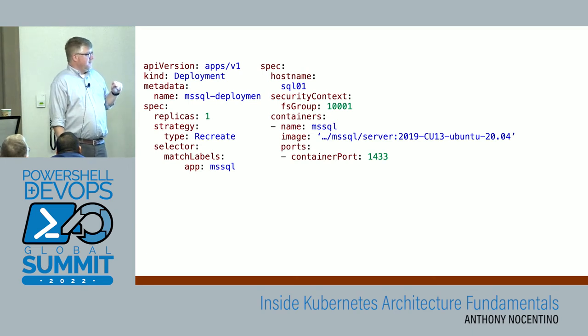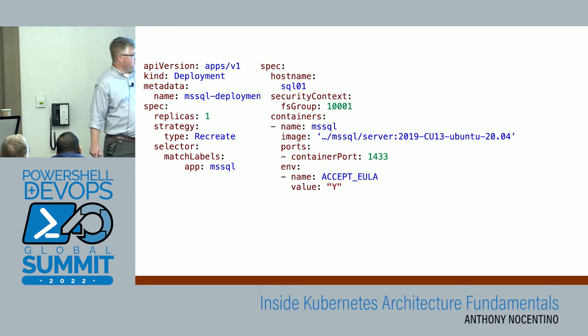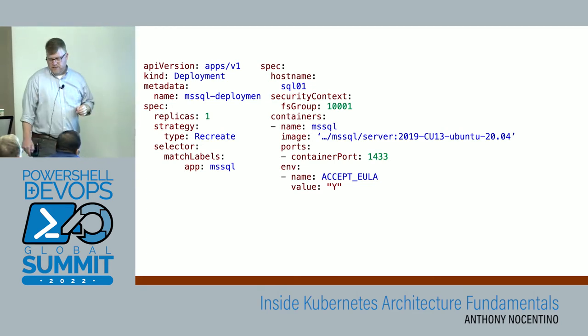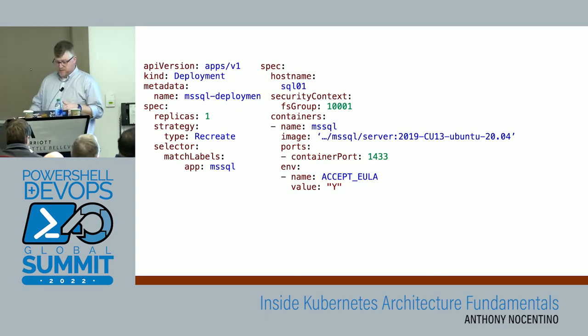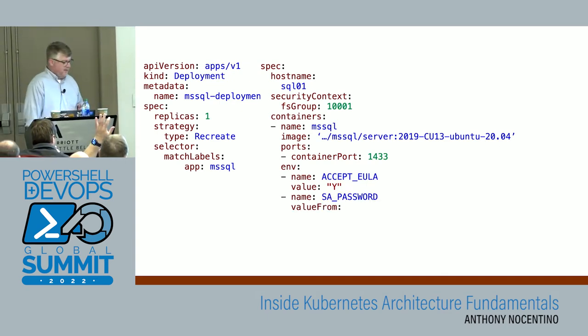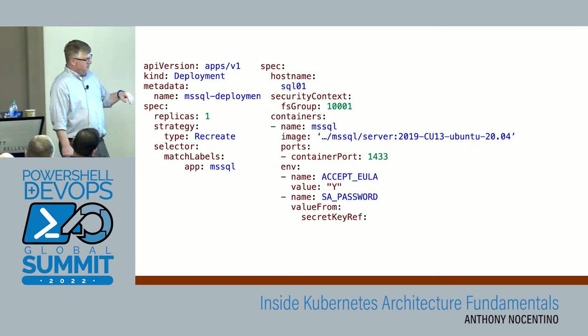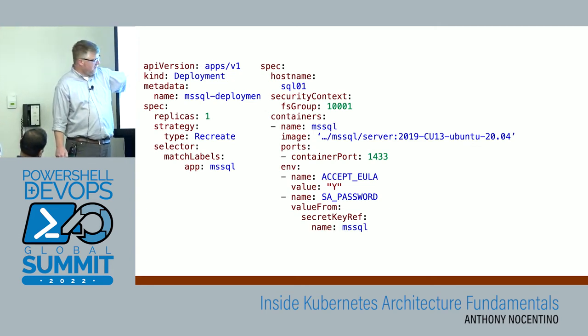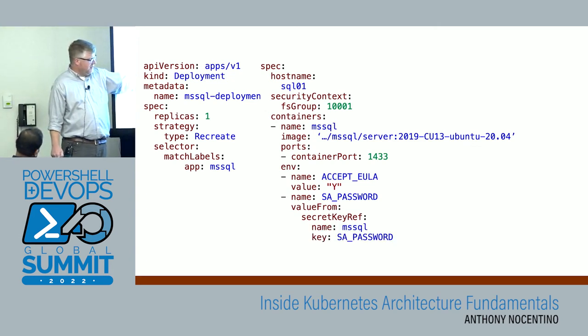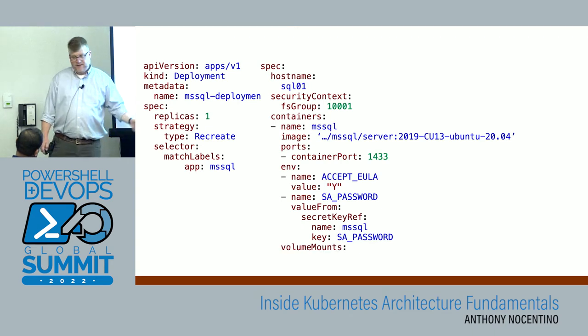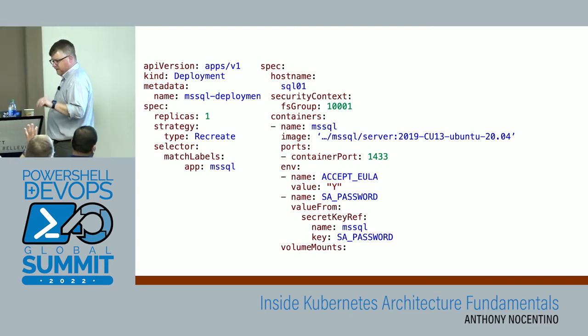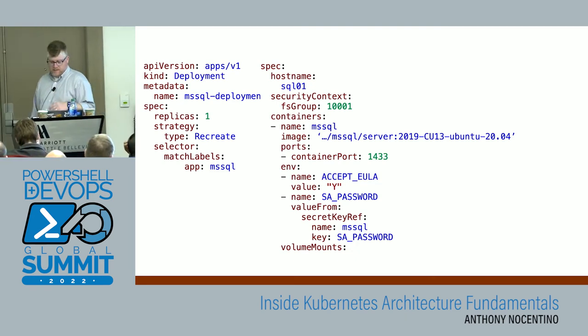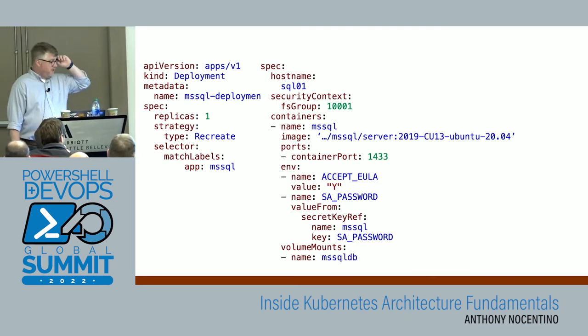The container itself is going to listen on 1433, not the service, and then we're going to define some environment variables. I gave it a key, which is the environment variable name itself, and then a value. This one's a static value of Y, which is the default to accept the EULA. Then the SA password is going to be read from the secret key store. It's going to look for a secret named MSSQL with a key of SA password, and then it's going to read that value into an environment variable, and SQL Server reads that on start and sets that up.